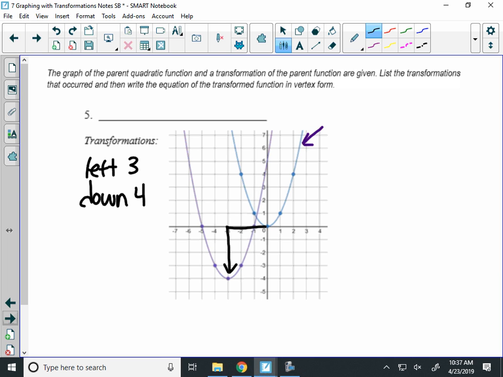If I look at the pattern here, I go out 1, up 1, so it didn't stretch or compress. So all I have to do is write an equation that goes left and down. Left is inside the parentheses. Left goes plus 3 with a square, and down 4 is a minus 4 outside of the parentheses.